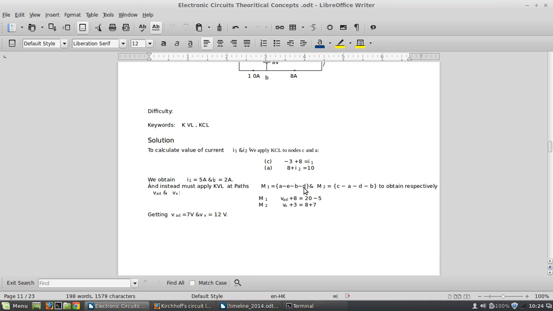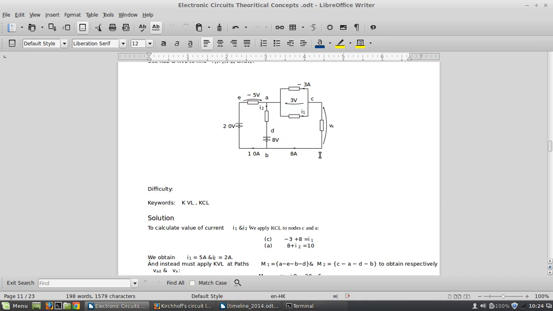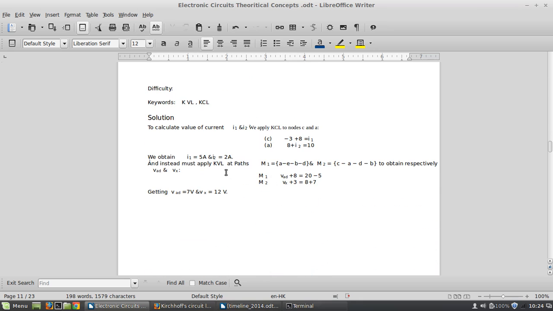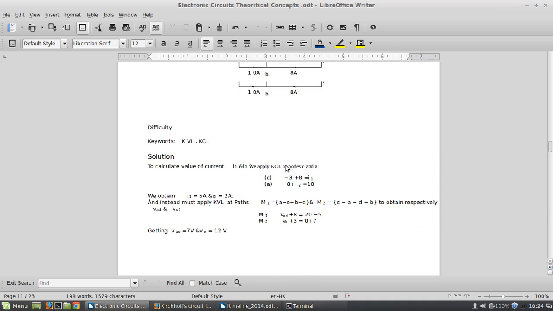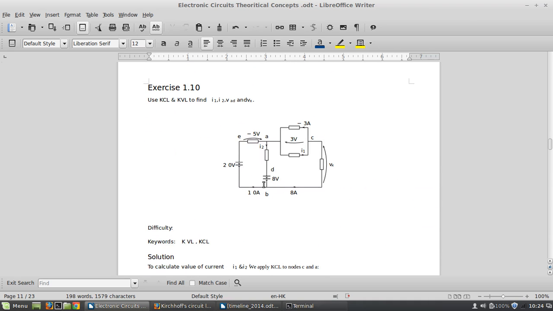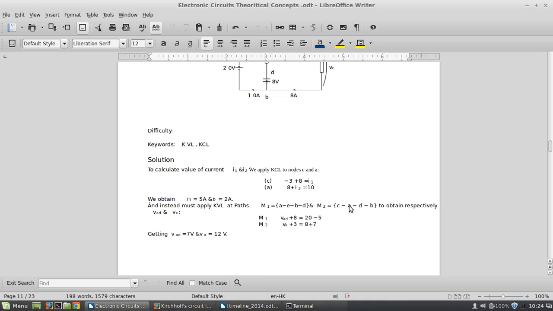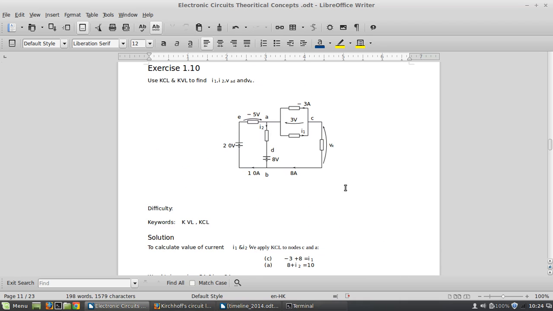So after finding I1, what you guys can do is take this junction as a whole, and you can solve for I2 knowing I1. Alright. And then for voltage, that is VAD, that means the direction is from D to A, right?